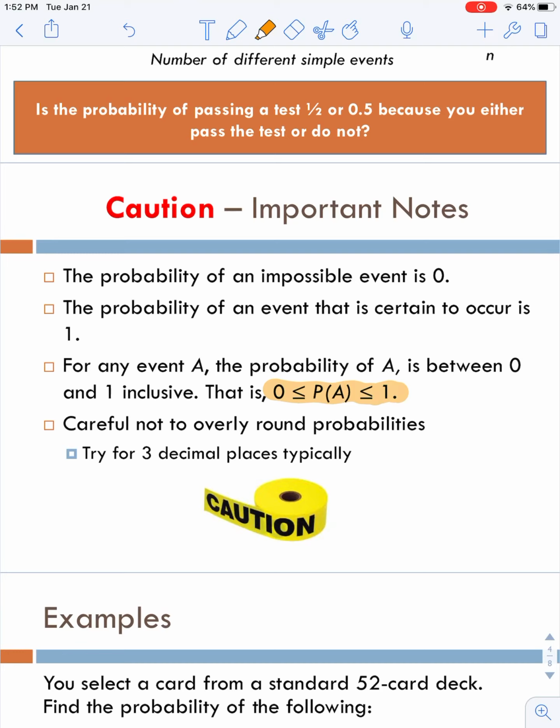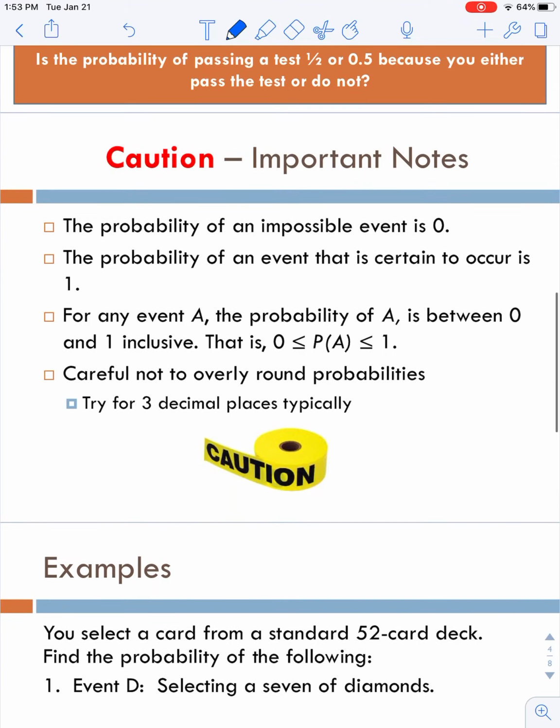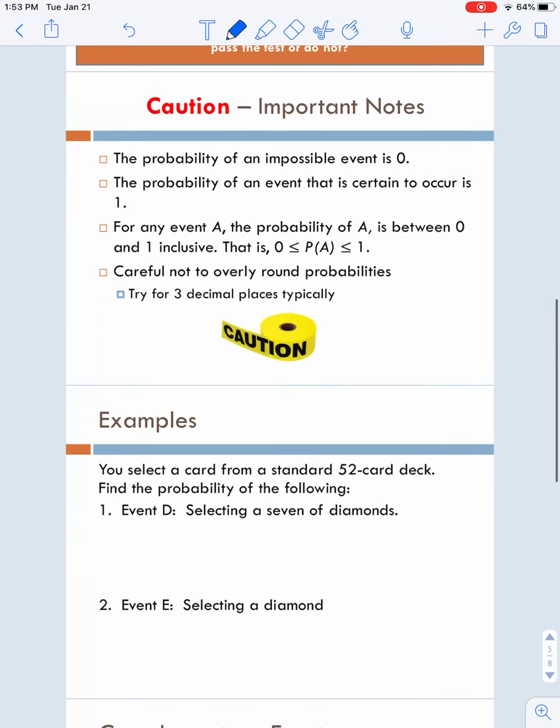Be careful with rounding with probability. We like to go 3 decimal places. You can get yourself in a lot of trouble quickly by over rounding, because probability is going to represent percentage chance of happening. So rounding from 0.75 to 0.8 is actually changing your answer by 5%, which is somewhat significant. So we like to round to about 3 decimal places to be as accurate as we can.